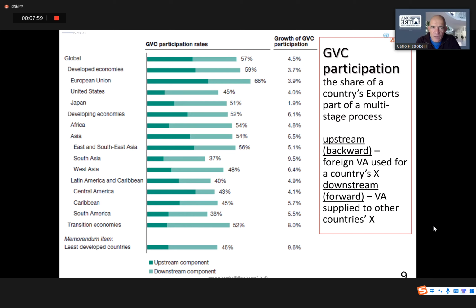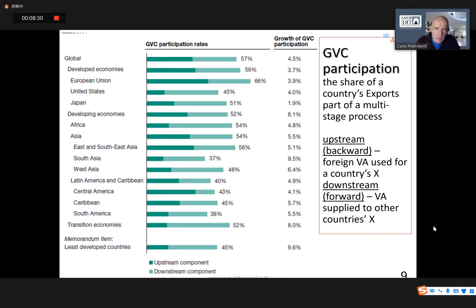multi-stage manufacturing processes. And you see that the situation is different in different countries. You see that, for example, the most integrated area in terms of value chains appears to be the European Union. Developed economies tend to take part in value chains to a larger extent than developing countries.